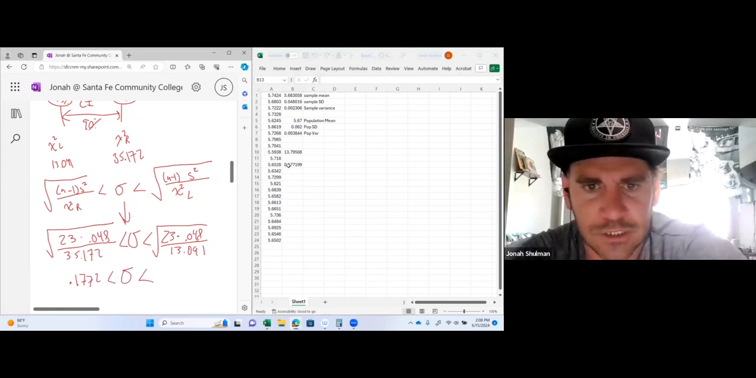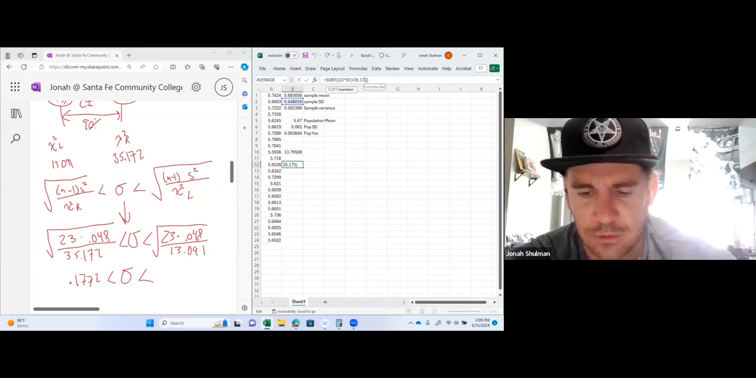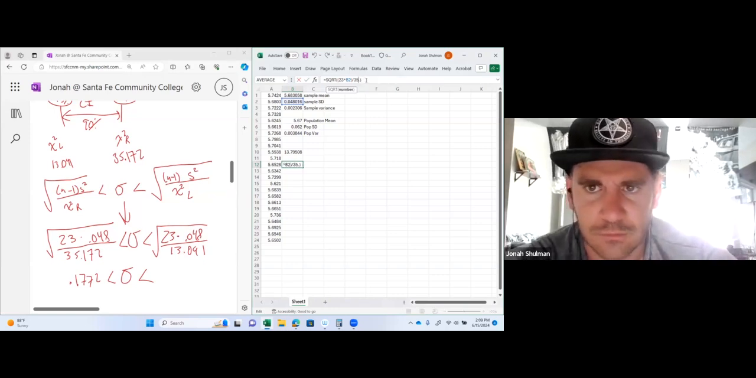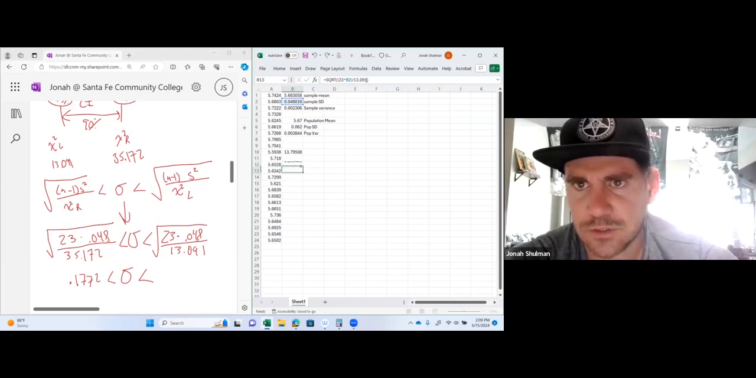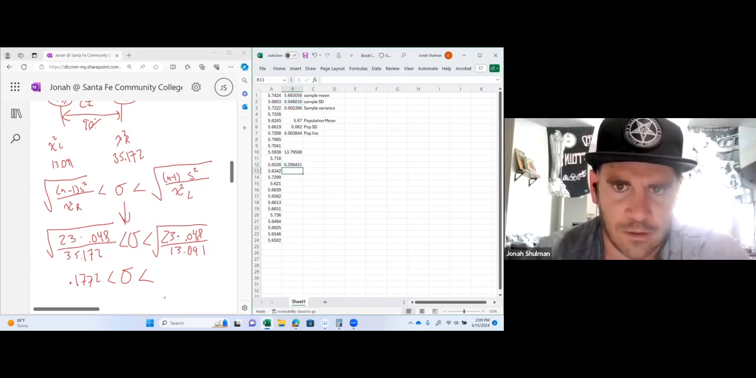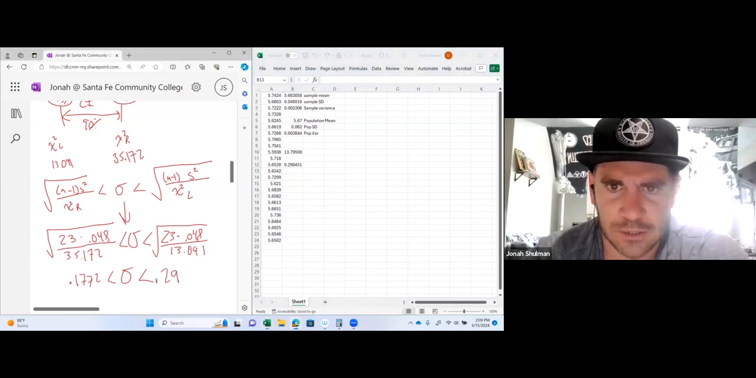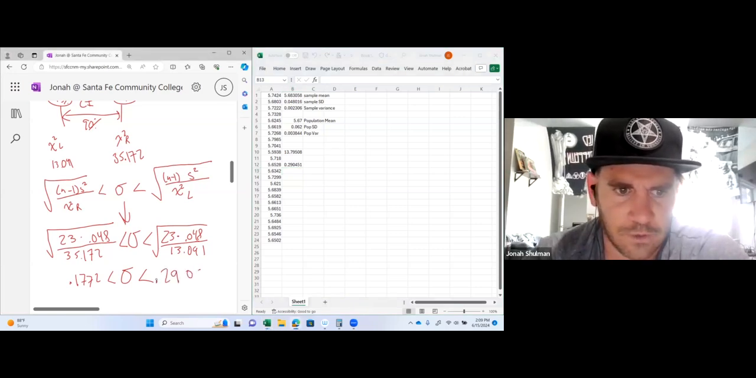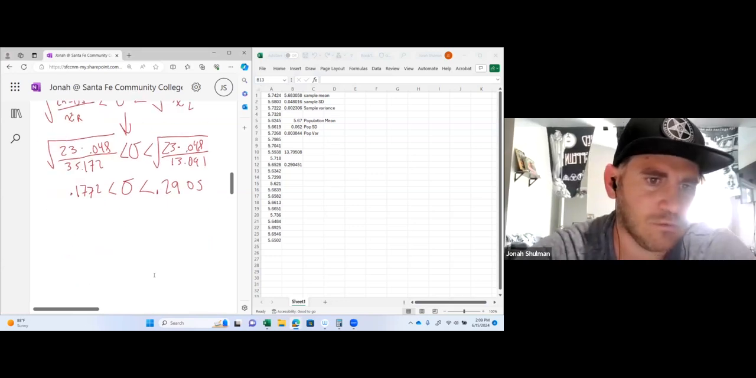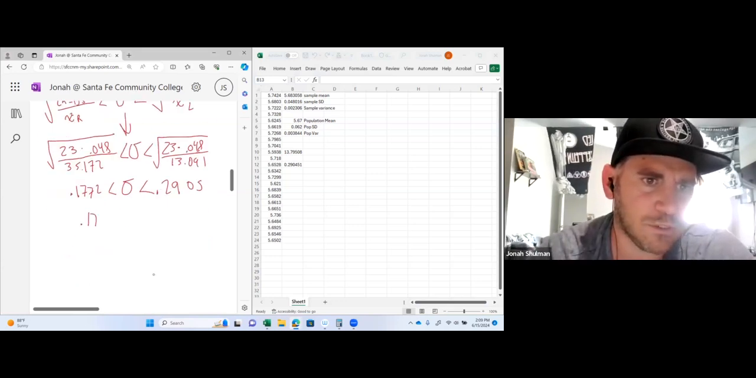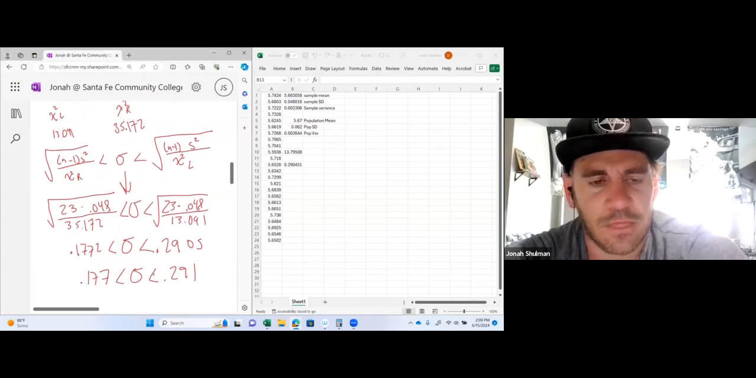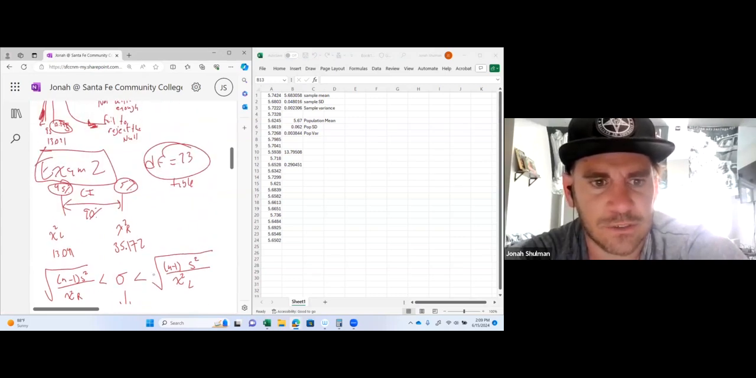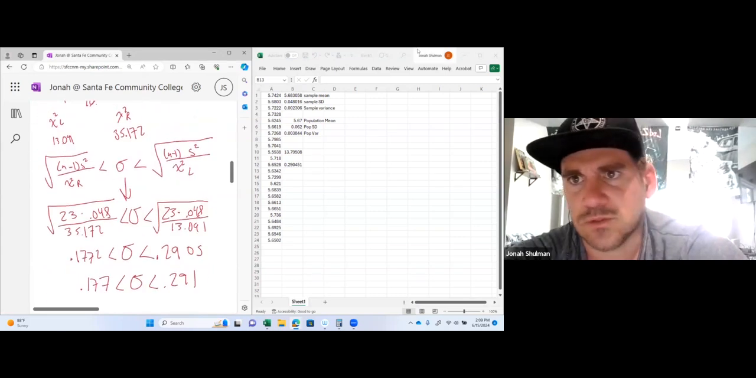And then all I have to do is change the bottom for this side. I just have to make 13.091, which is 0.2905. Probably they want it the same though. So most likely your answer is going to be 0.177 is less than the standard deviation of 0.291. This means we are 90% sure that the standard deviation of this data set will fall between these values.